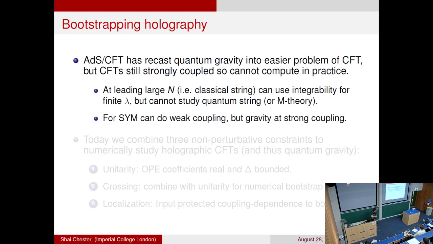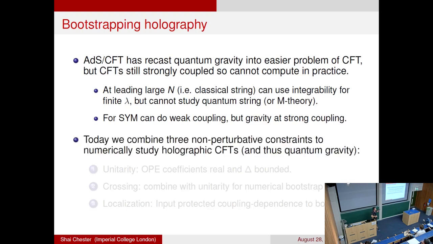Similarly, at least in the case of super Yang-Mills, there's a weak coupling limit, so then you can just do Feynman diagrams. But that's kind of the opposite limit of what you care about if you're interested in gravity, because that's in the very stringy regime, not in the gravitational regime. So if you want to study the proper gravitational regime, one over N corrections, you really need methods other than integrability or just Feynman diagrams.